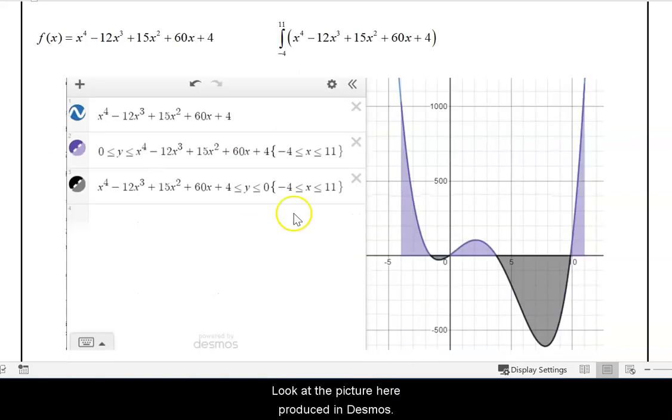Look at the picture here produced in Desmos. The purple area is above the x-axis and between the x-axis and the curve, so it carries positive area. The area below the x-axis and the curve is gray, which represents a negative area. The net area is represented by the definite integral.